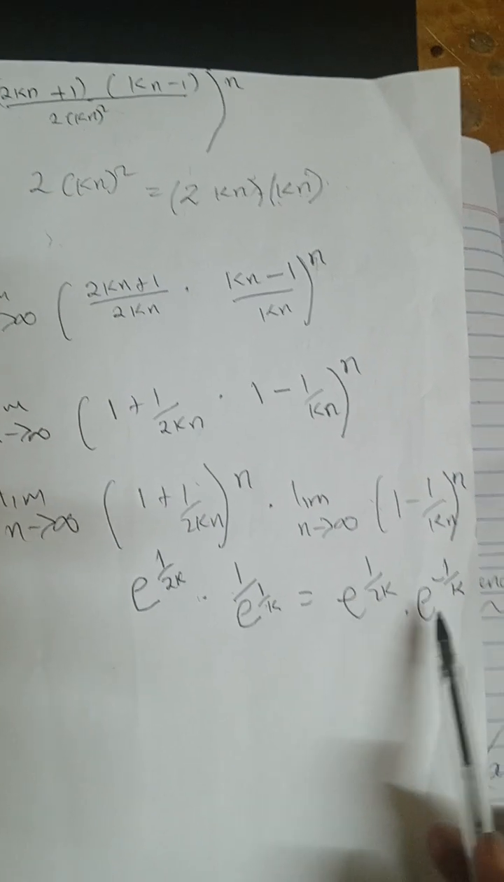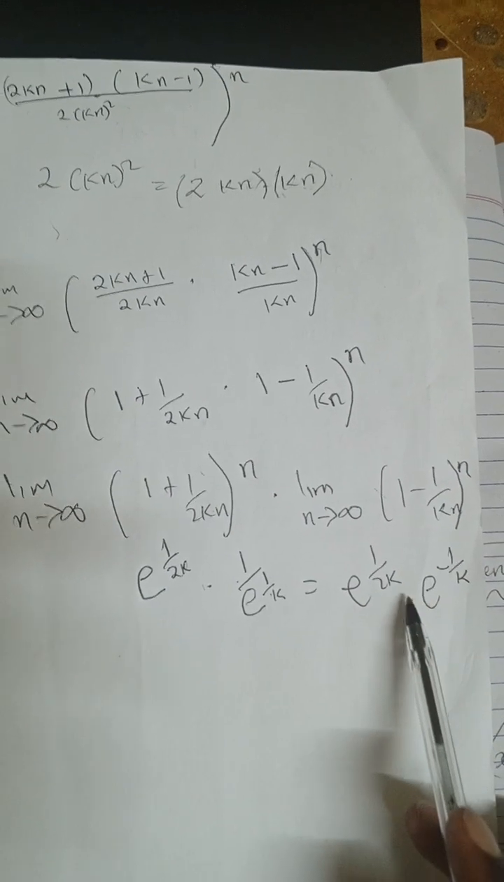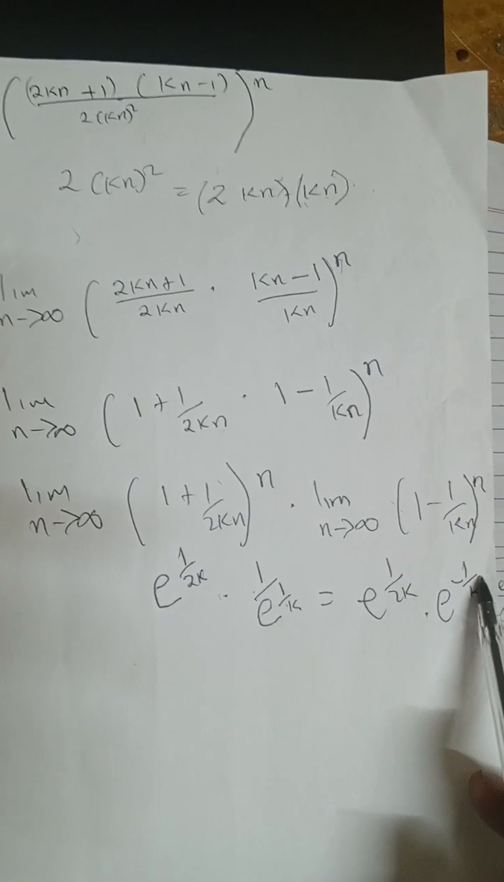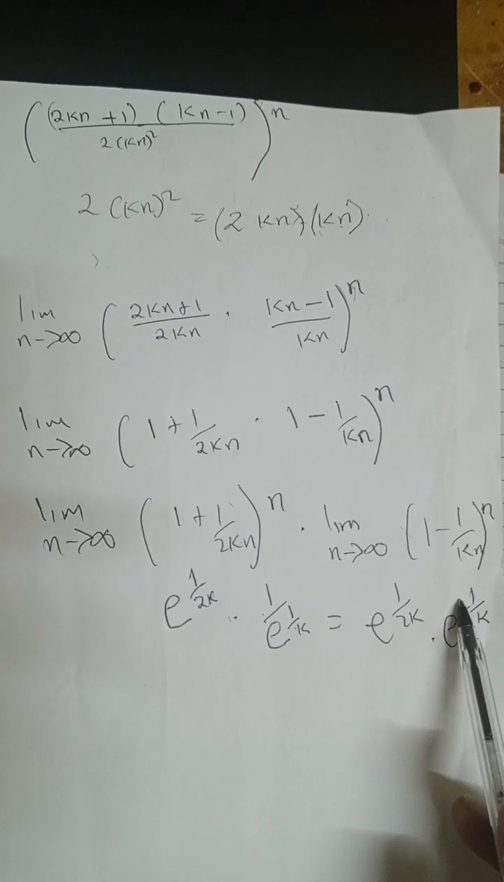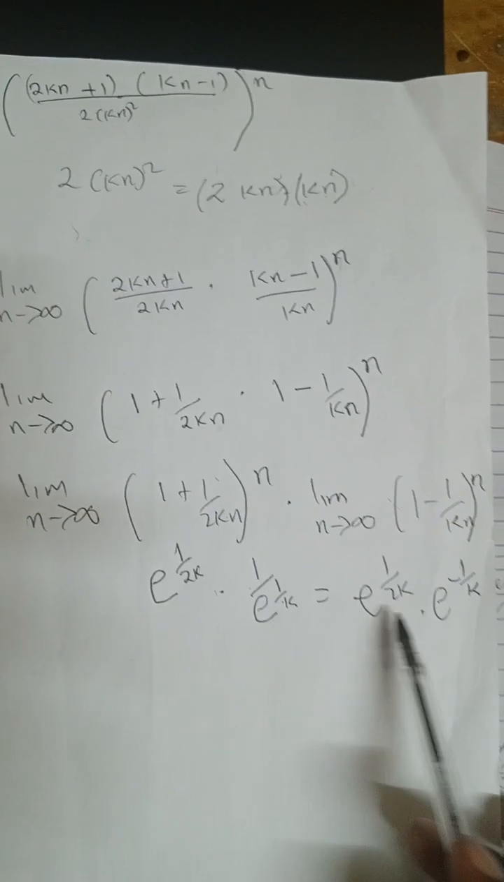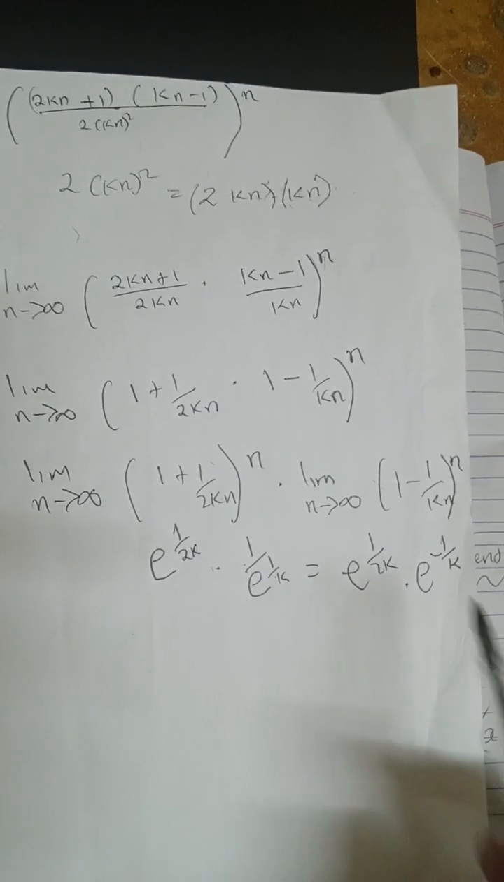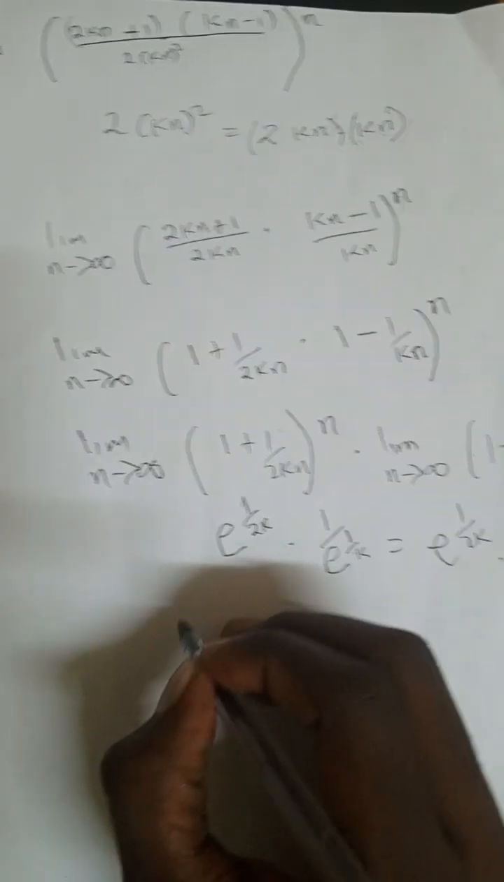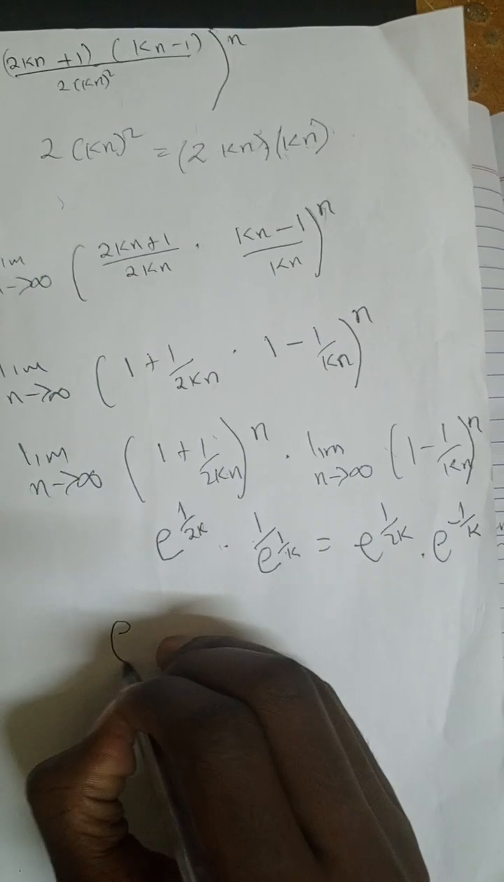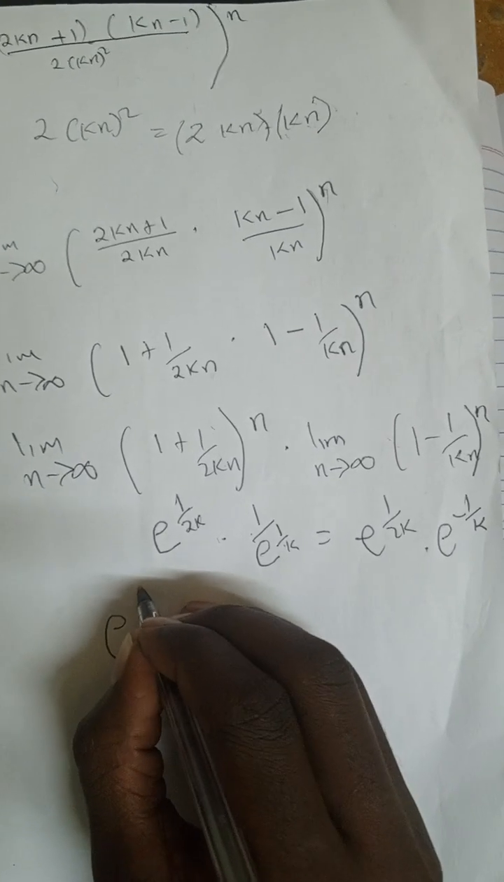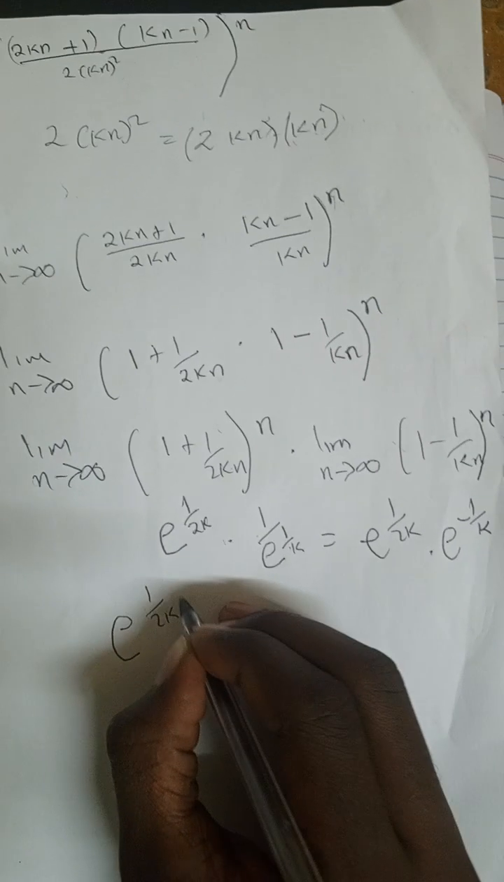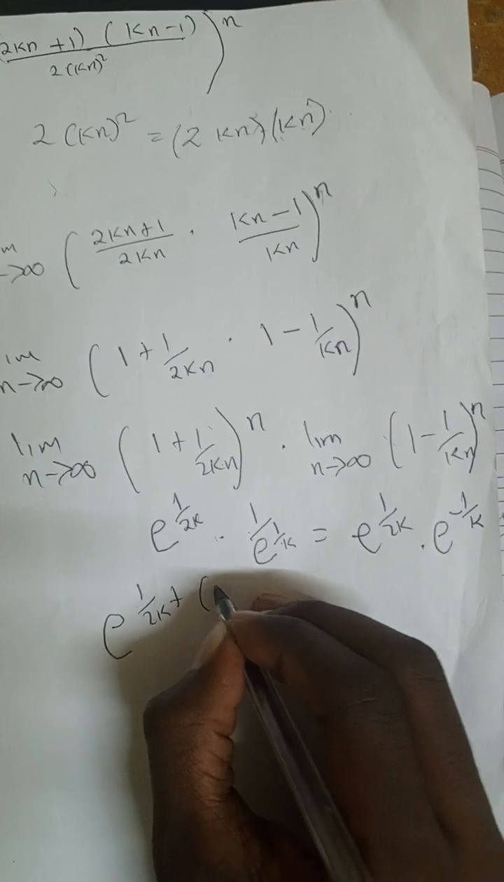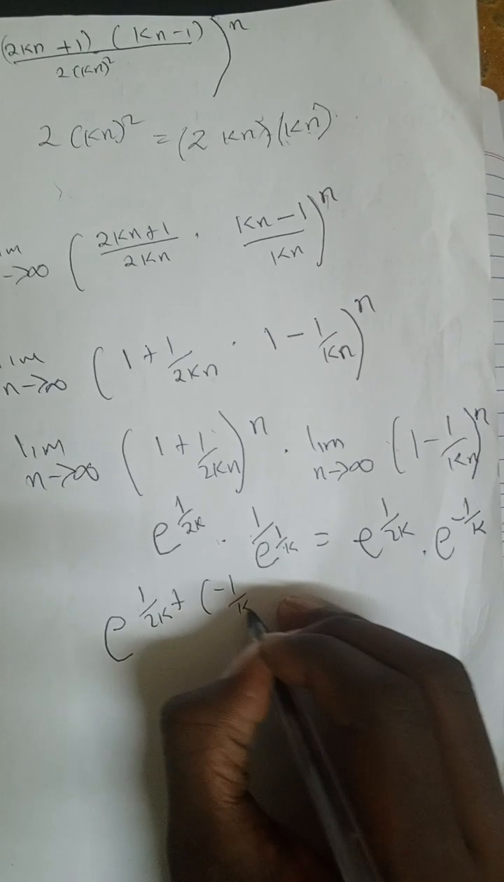So this is what we are going to have. Now, how do we deal with this situation? The bases are the same and the powers are different. When the bases are the same, we add the powers. So it's the same as saying e to the exponent 1 over 2k plus negative 1 over k.